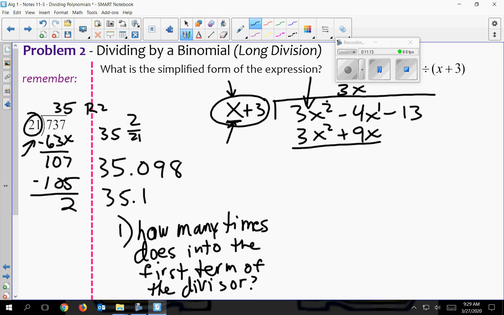Now, if you go back to my long division problem, when I get something and multiply it and put it underneath my divisor, I'm supposed to subtract it. So I want to take the subtraction sign and distribute it to both terms I got here. So this 9x is now going to become negative 9x. I'm going to subtract this. These guys cancel each other out. And negative 4x and negative 9x now gives me negative 13x.